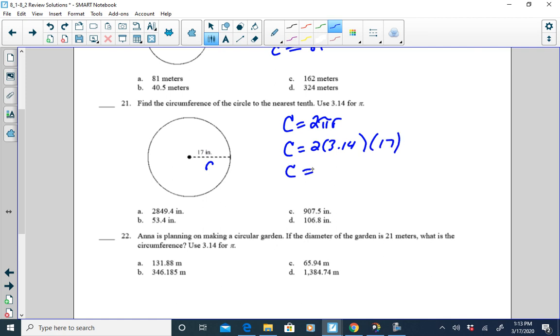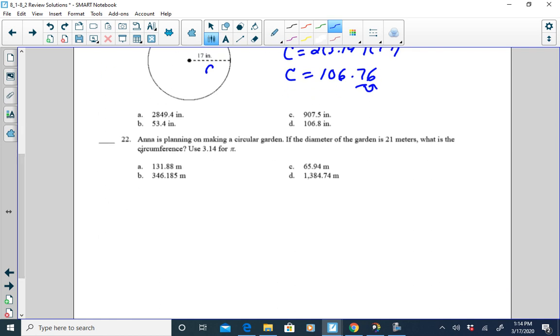Right? We can use a calculator for those numbers. So that's going to be 2 times 3.14 times 17, and we wind up with 106.76. And that would be answer D, because we're told to round to the nearest 10. If I'm rounding to the 10, right, that's going to round that 7 to an 8, so it would be answer D. Then our last problem, Anna's planning on making a circular garden.